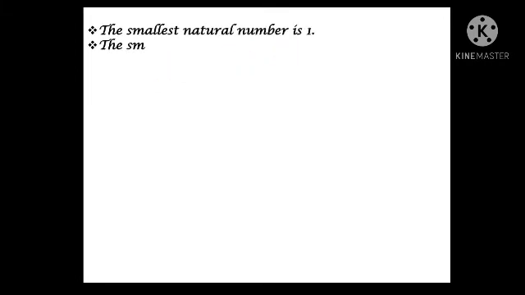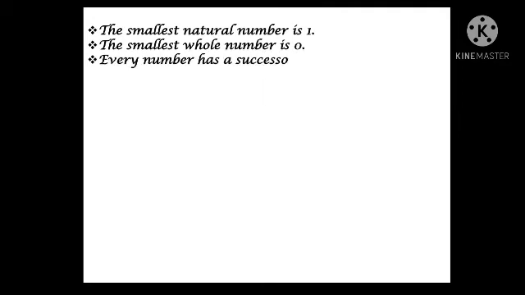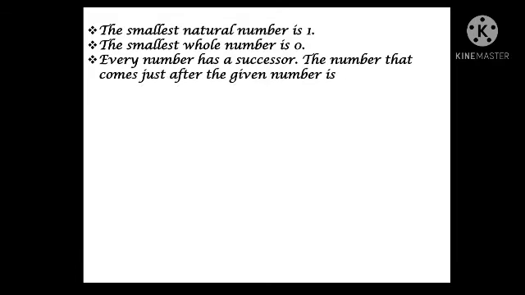Now let us see some facts about natural and whole numbers. The smallest natural number is 1. The smallest whole number is 0. Every number has a successor. The number that comes just after the given number is its successor. Students, to find the successor, you have to add 1 to the given number. So every number has a successor.